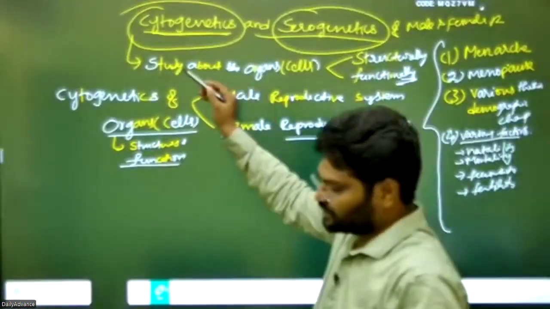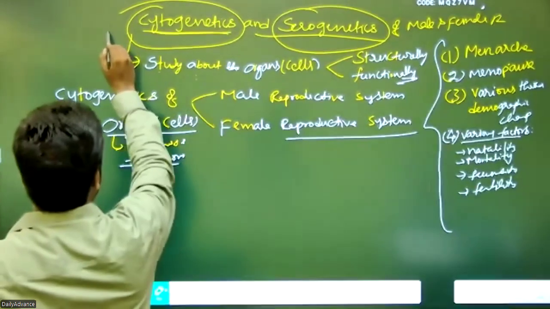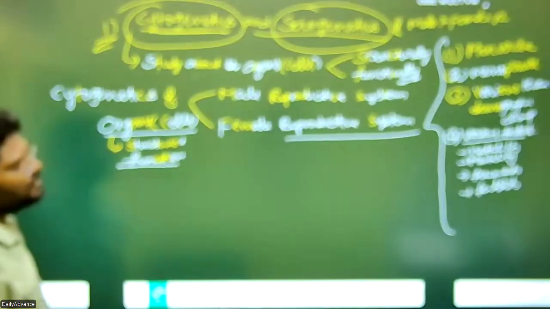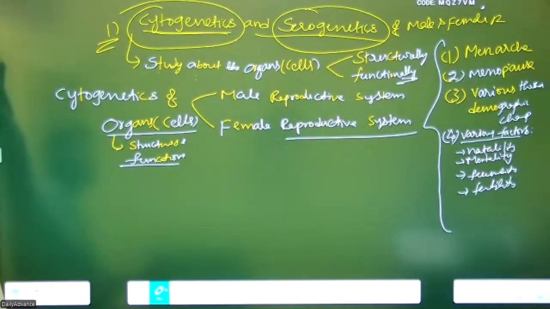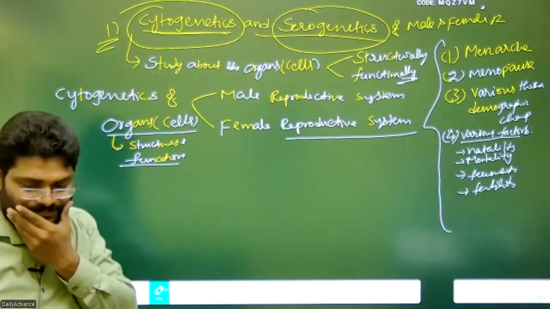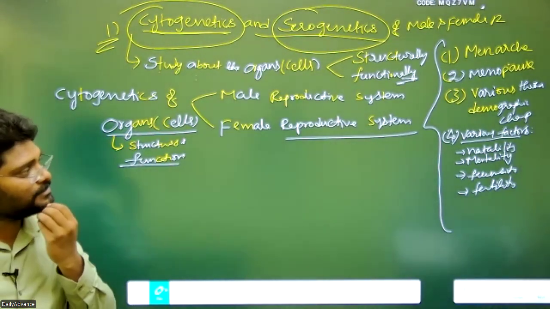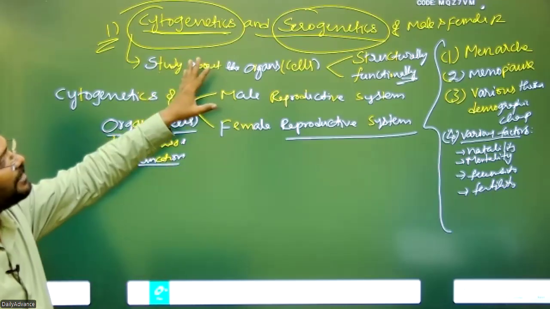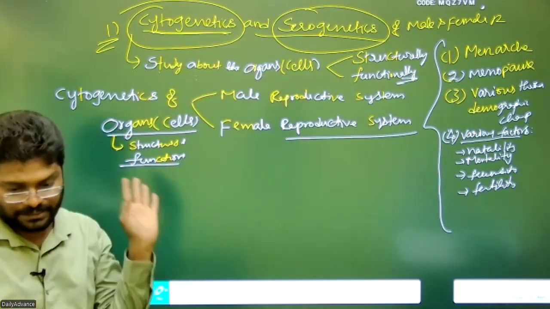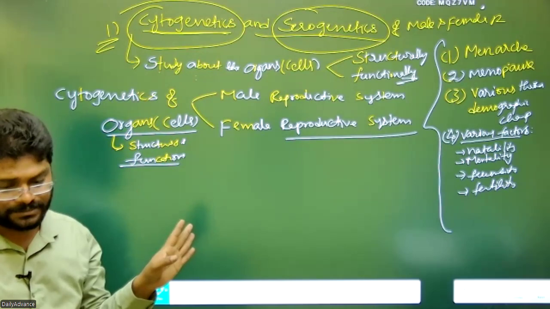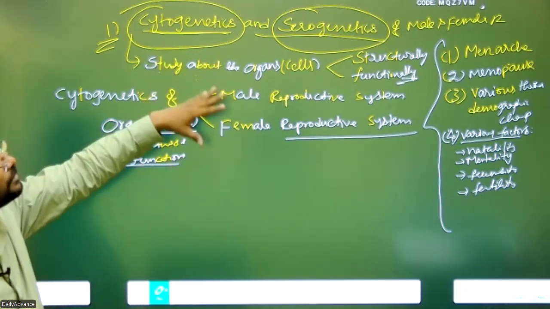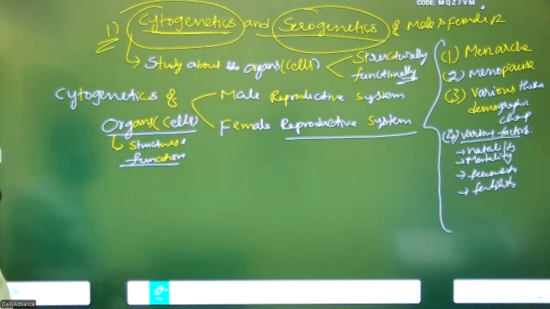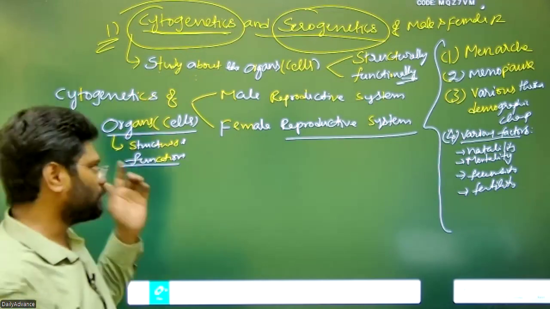This topic, cytogenetics and serogenetics, has been least touched by the exam till now, but they will focus on the relevance of menarche in demography, the relevance of menopause in demography, the relevance of fecundity and fertility in total demography. This is how they will focus on the remaining areas. But this is for understanding what menarche is, how it happens, when it happens. To understand the further concepts, we need the study of cytogenetics and serogenetics of the male and female reproductive system.